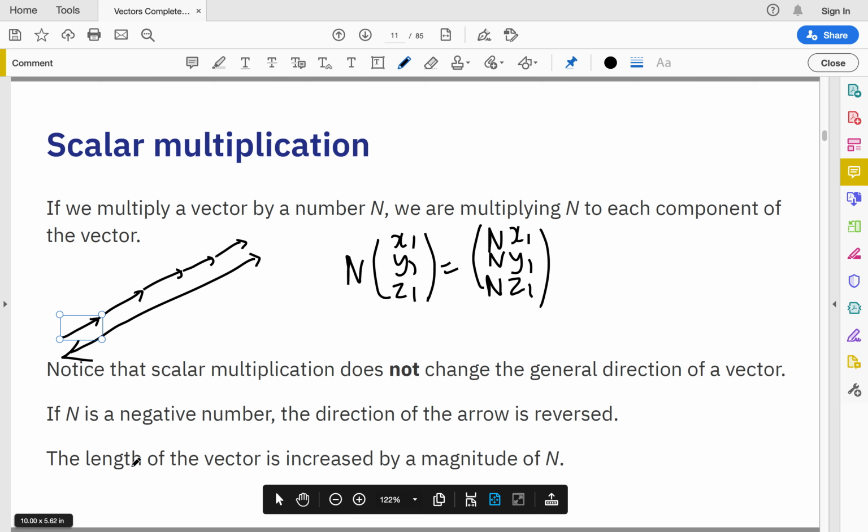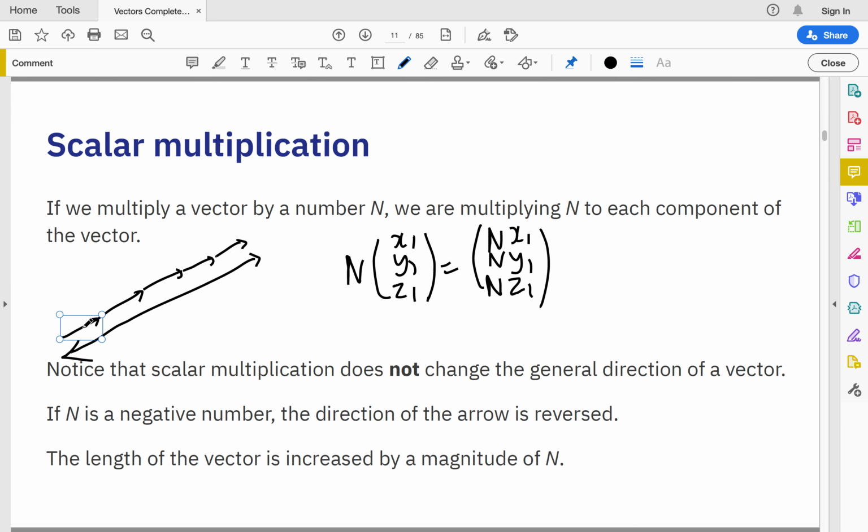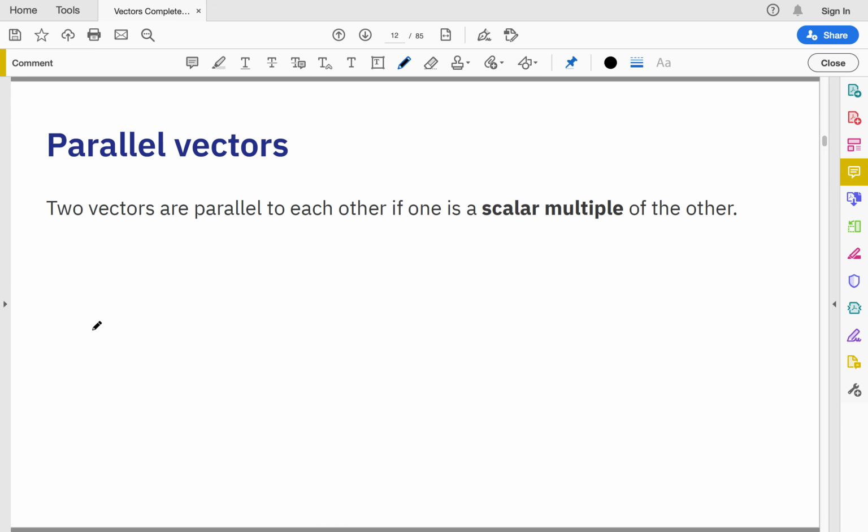And we can see that although the general direction does not change, the length of the vector is increased by a magnitude of n, because as we stack up the vectors, the length of the resultant vector is many times the length of the original vector. Alright, so moving on to parallel vectors.